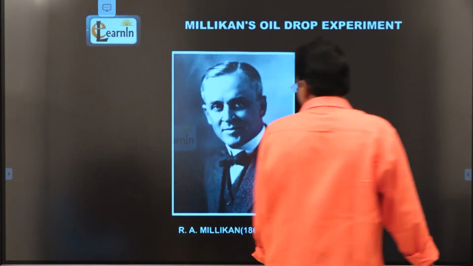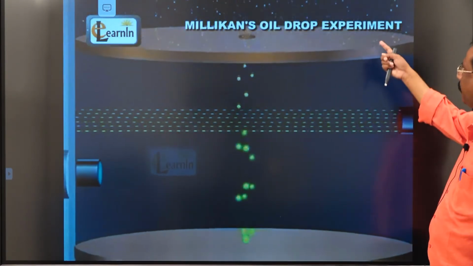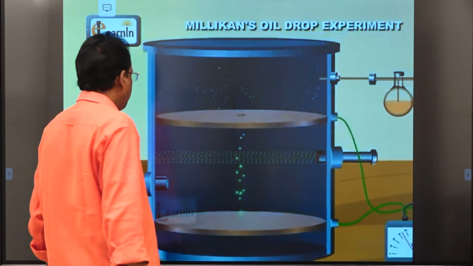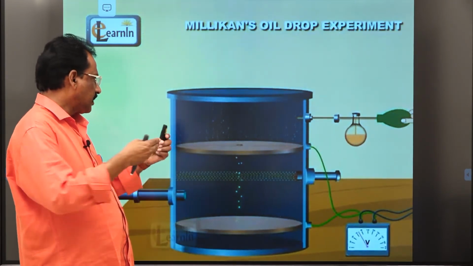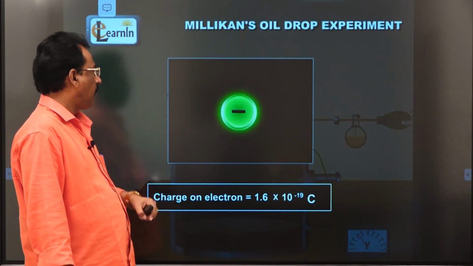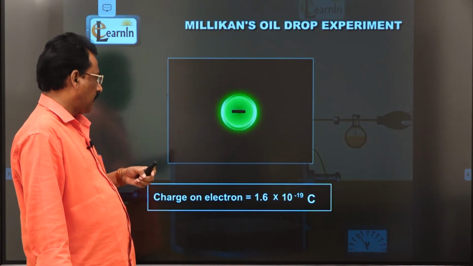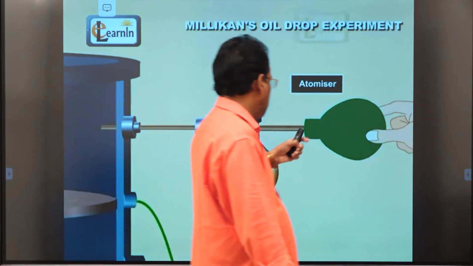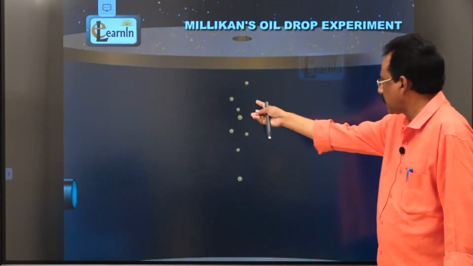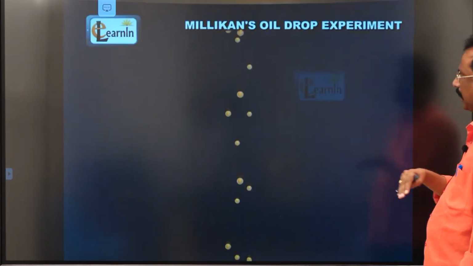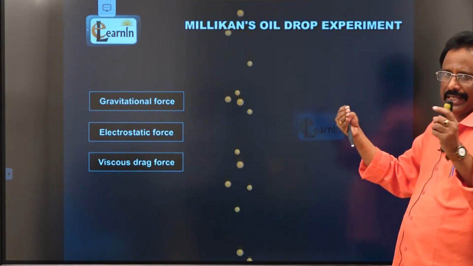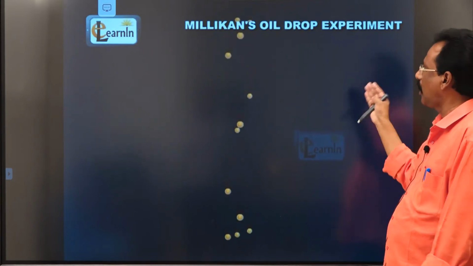So, here is the photograph of Millikan. This is Millikan's oil drop method experiment. This is a chamber. In the chamber there is air. X-rays are made to strike with air. Charged particles are formed, and from the top of the chamber oil droplets are dropped into the chamber, and those oil droplets absorb the negatively charged electrons.